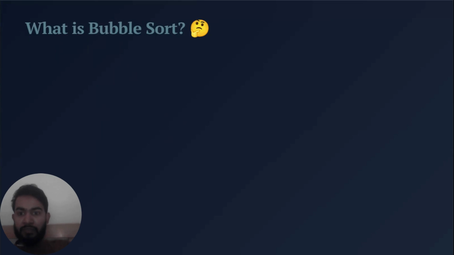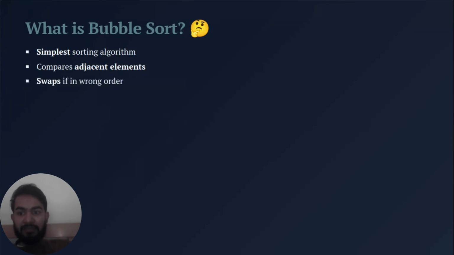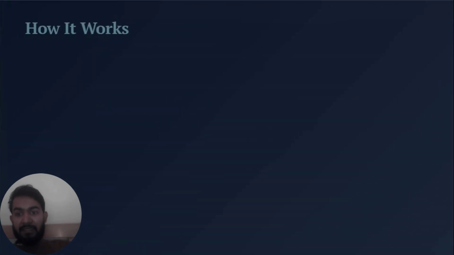Before diving into details, we need to know what bubble sort is. It's the simplest sorting algorithm, and here is how it works. It compares adjacent elements and swaps them if they are in the wrong order, and it repeats until sorted. It's named after bubbles rising.